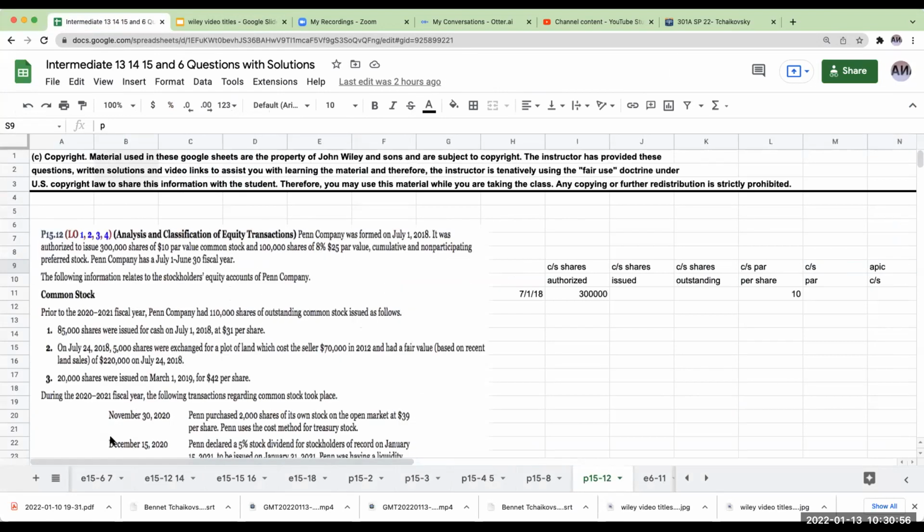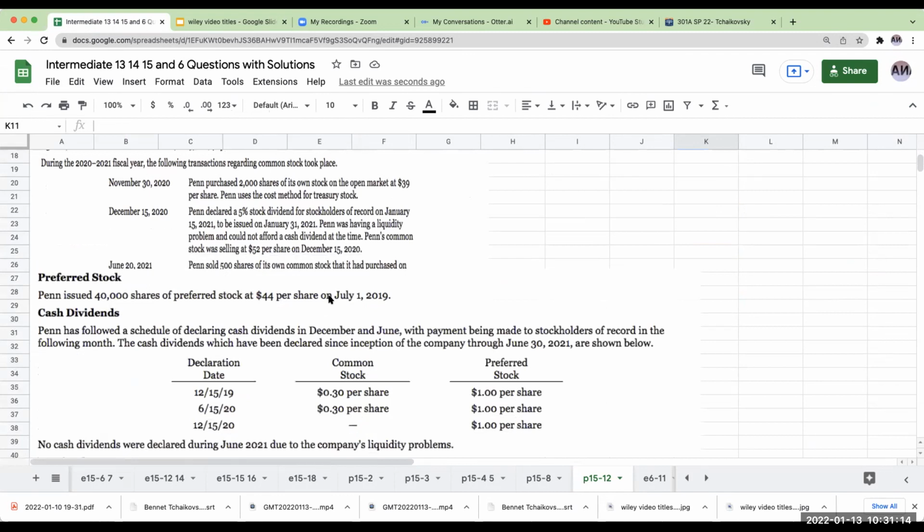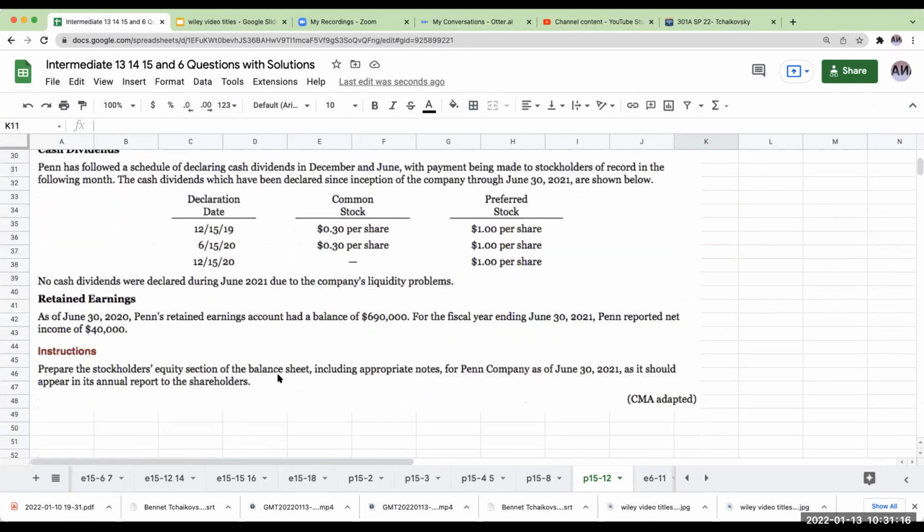Okay, let's go over here. So we've got analysis and classification of equity transactions. It tells us the company was formed on July 1st, 2018. We have our shares authorized and it's giving us that information. Ultimately it's asking us to prepare the stockholders equity section of the balance sheet, including the appropriate notes, for Penn Company as of June 30th, 2021.